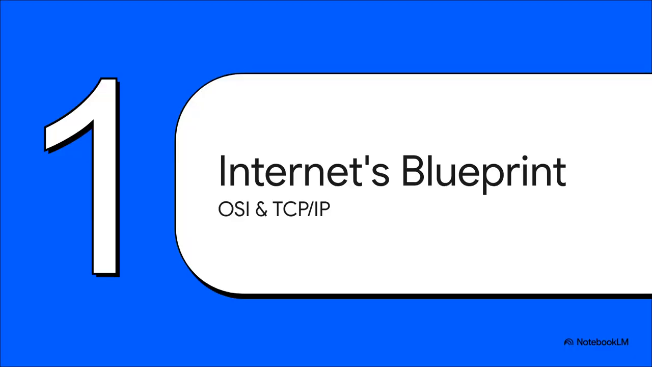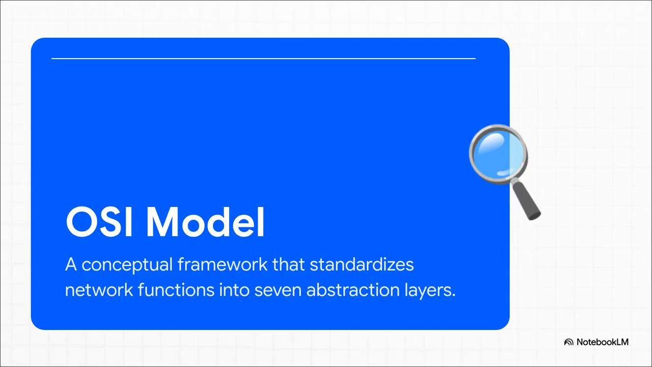There's actually a map for this journey, a kind of standardized blueprint that lays out the rules for how data gets from your screen to a server and all the way back again. And that map is called the OSI model. The easiest way to picture it is like a 7-story building where every single floor has a very specific job.